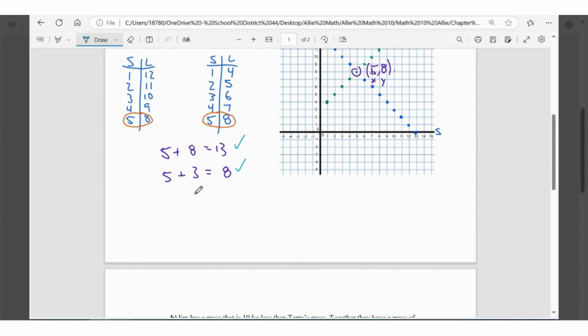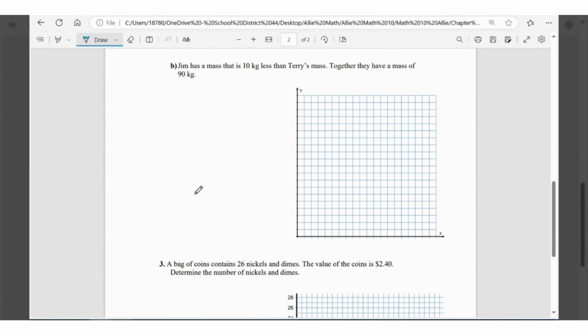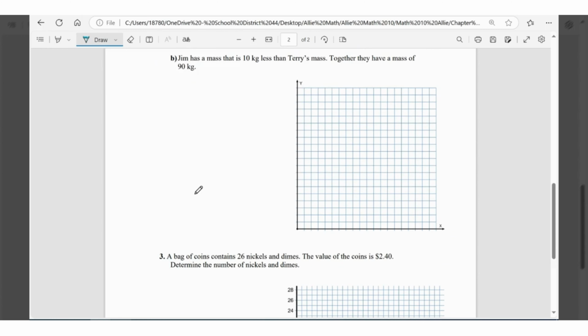Okay, let's do the next one. I'll graph this one, I think, again, and then maybe for the last one, I'll show you a few ways and maybe show you the technology way or maybe confirm this next one on Desmos.